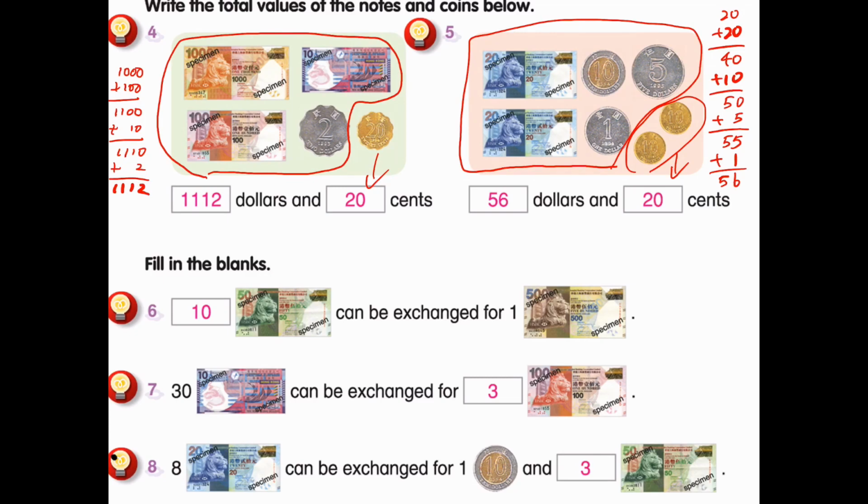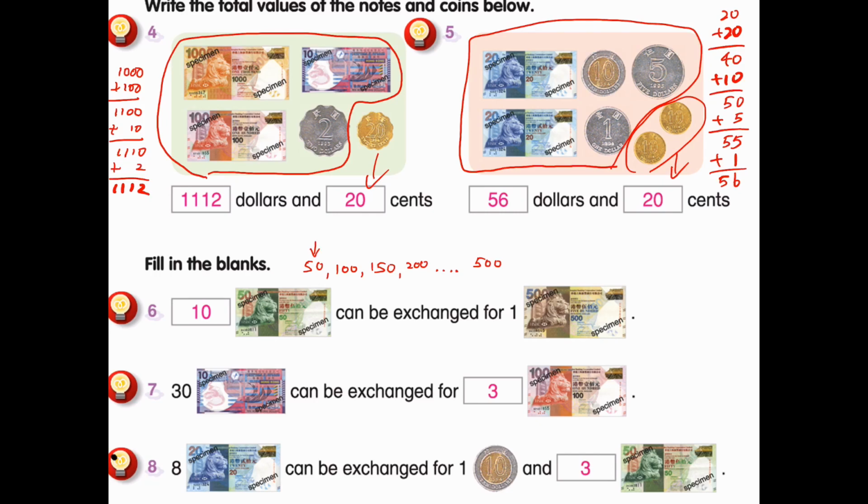For question 6, once again we will do the skip counting in order to figure out the number of $50 notes that can be exchanged for one $500 note. So the way we should approach this question is we do the skip counting. So we do something like 50, 100, 150, 200, up to 500, and then you try to count.